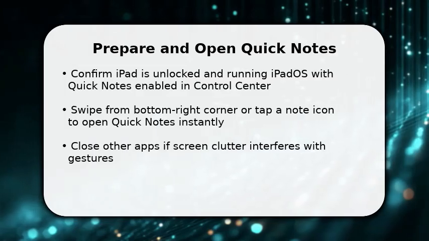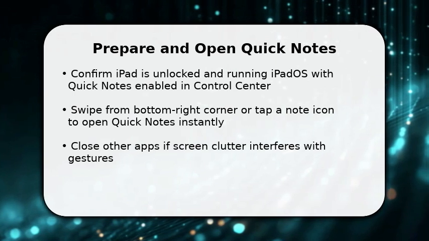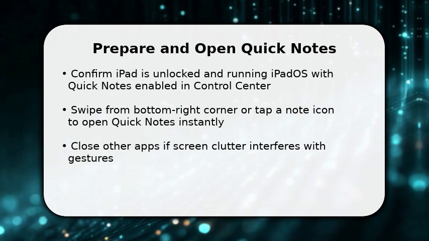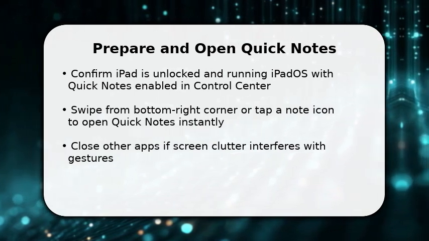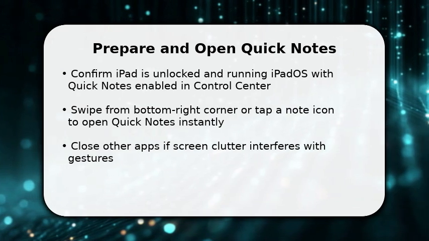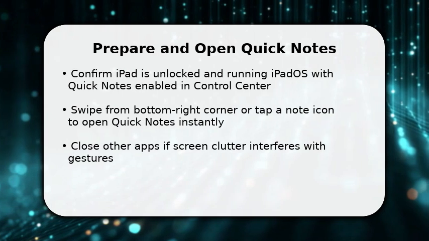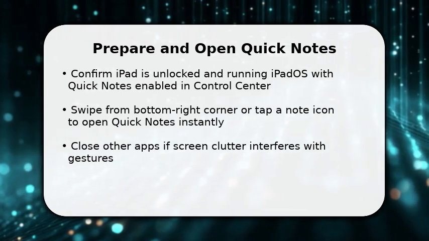You'll start by opening Quick Notes right away so you can remove what you don't want. First, make sure Quick Notes is enabled in Control Center, otherwise enable it in Settings. Then swipe from the bottom right corner or tap the Control Center icon to summon Quick Notes. Once it's visible, scan the list for the note you want to delete.